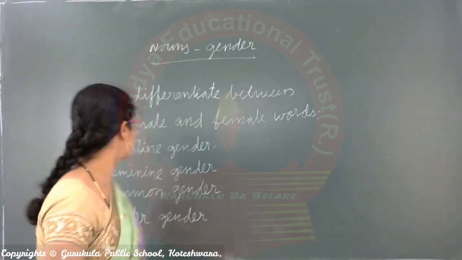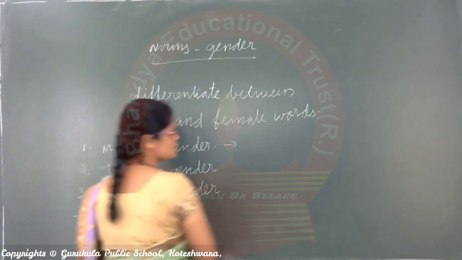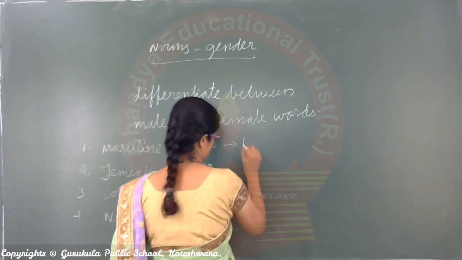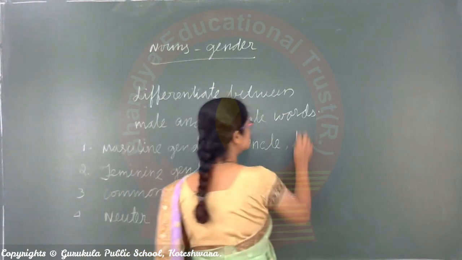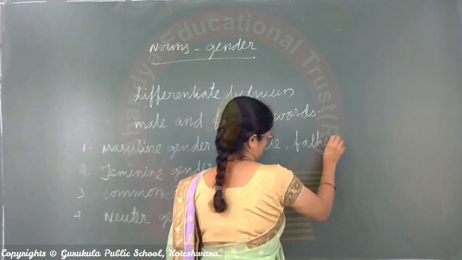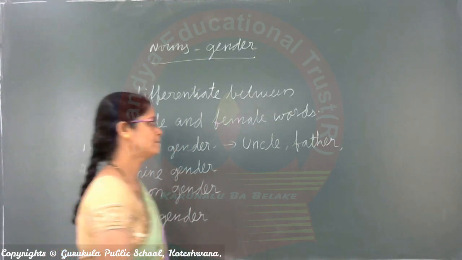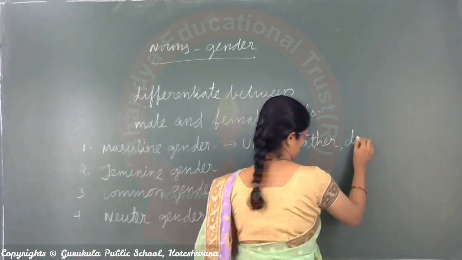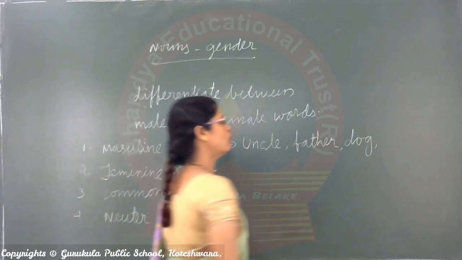Can you give example for masculine gender? Yes. Uncle, father. Next, any animals name? Dog. Next, peacock.